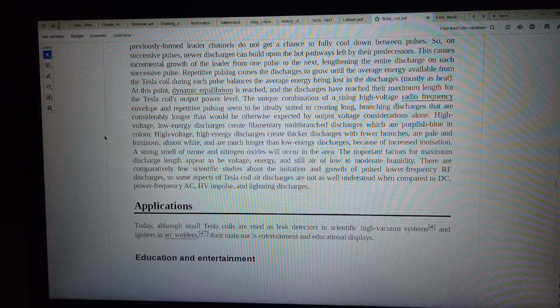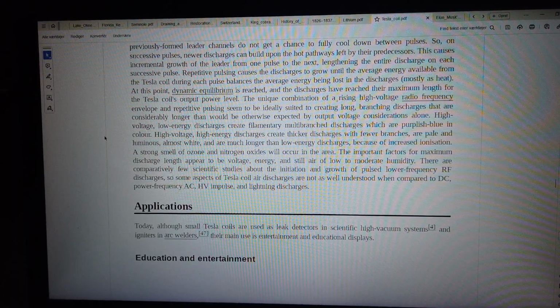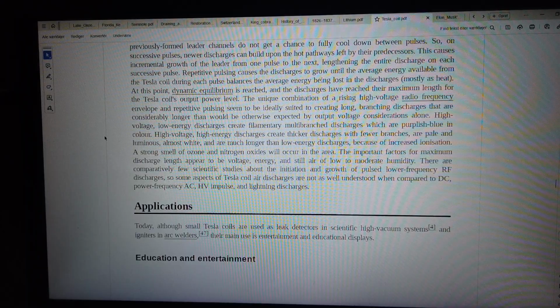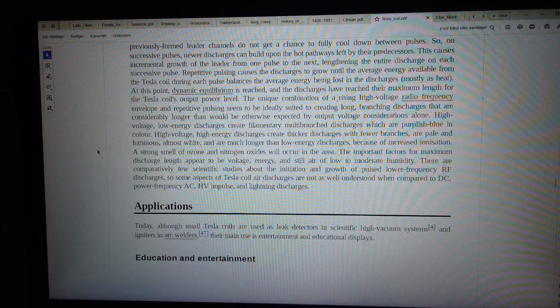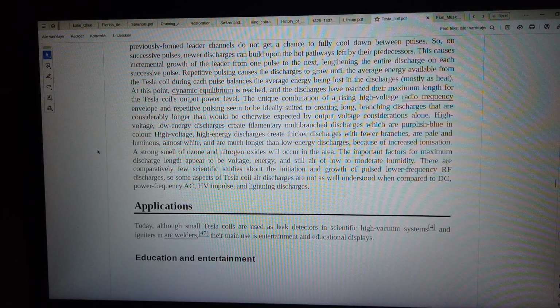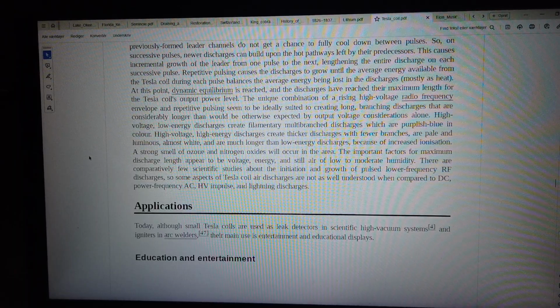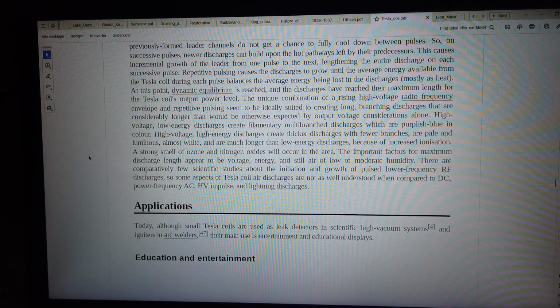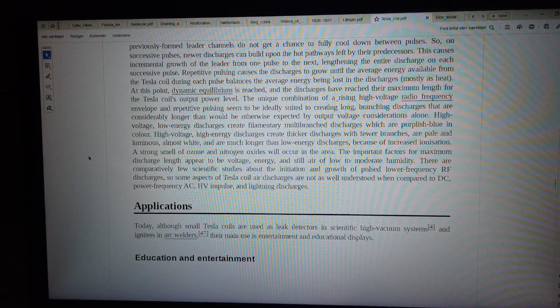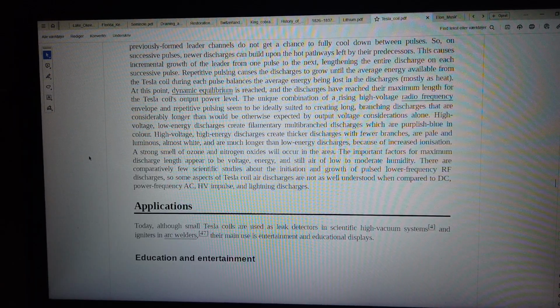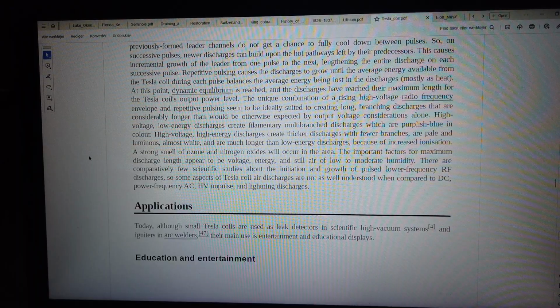There are comparatively few scientific studies about the initiation and growth of pulsed lower frequency air discharges, so some aspects of Tesla coil air discharges are not as well understood when compared to DC, power frequency AC, HV impulse, and lightning discharges. Applications. Today, although small Tesla coils are used as leak detectors in scientific high vacuum systems, and igniters in arc welders, their main use is entertainment and educational displays.